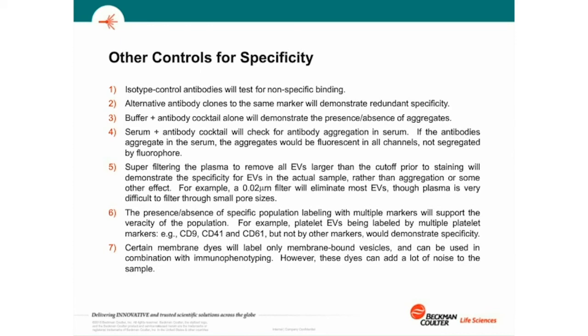And then finally, certain membrane dyes will label only membrane, or presumably only membrane-bound vesicles, rather than proteins and other things. So this can be used to verify that you're actually analyzing a vesicle population. However, dyes and stains tend to add a lot of noise to the samples if you're analyzing by side scatter. It can potentially be improved by filtering, but even filtering sometimes isn't enough.